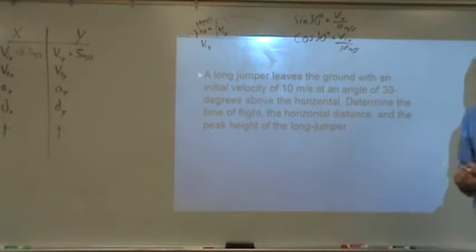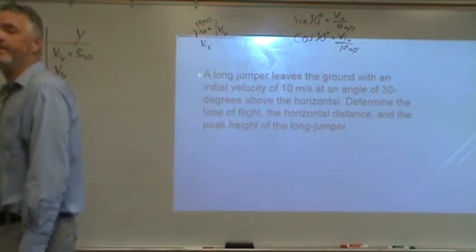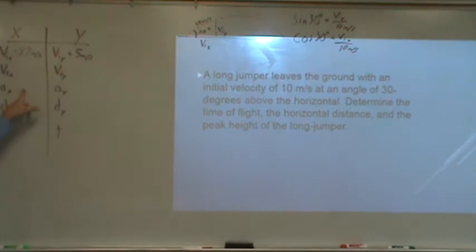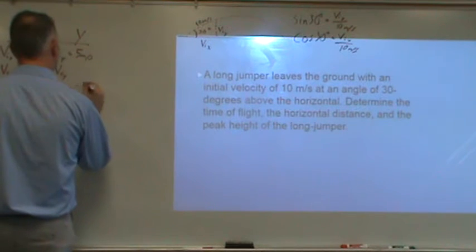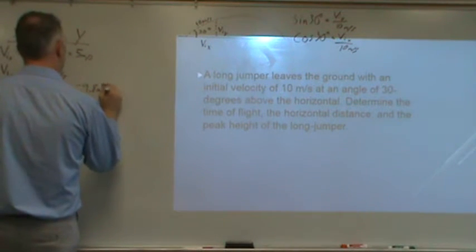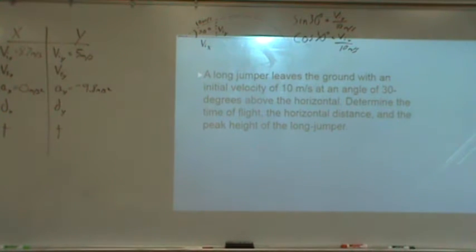All right, so I split those up. Now I can fill in the other things I know. Acceleration in the x direction. I'm assuming no air resistance, so what's my acceleration going to be? 0. In the y direction, negative 9.8 meters per second squared. What else do I know? What about my VFX? It's the same as VI, 8.7 meters per second. I have no change in velocity, so my velocity stays the same the whole time. dx I don't know, t I don't know.